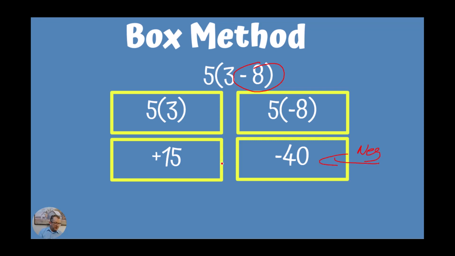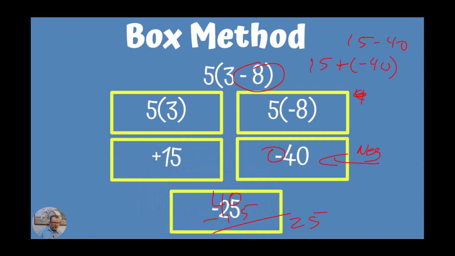So the previous slide I mentioned that we're combining. So here you're combining 15 and a negative 40, which is the same thing as 15 minus 40. Well, 40 minus 15 is 25. But since that 40 is negative, the answer should be negative 25. And it is negative 25. So let's clean this up. So that's the box method. I like the box method just because it helps me keep things organized.